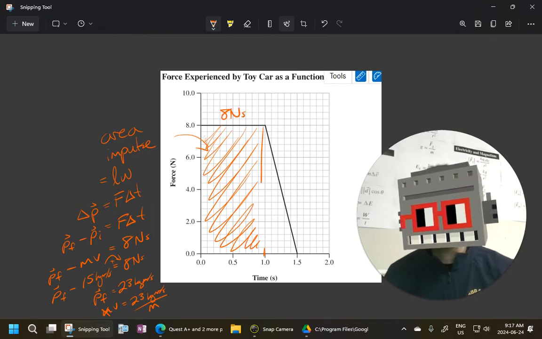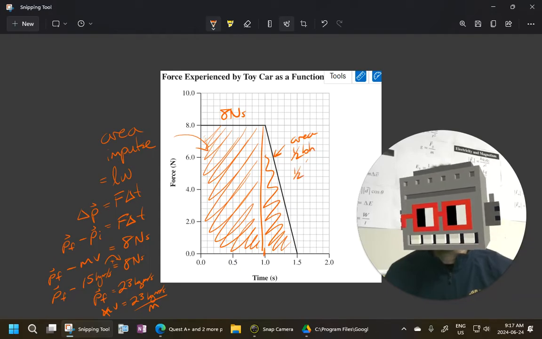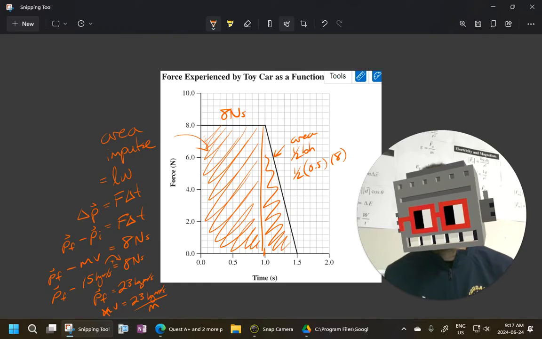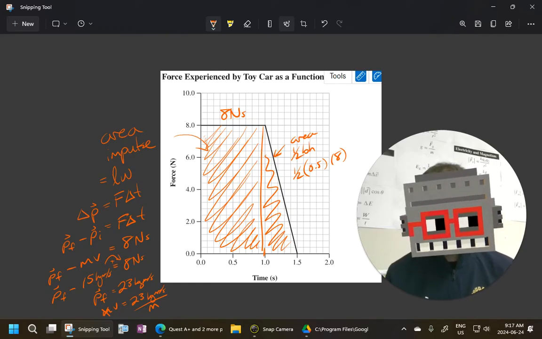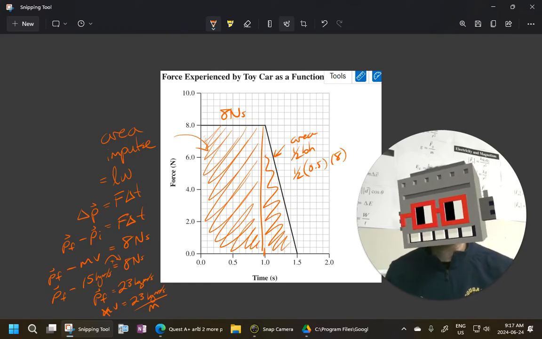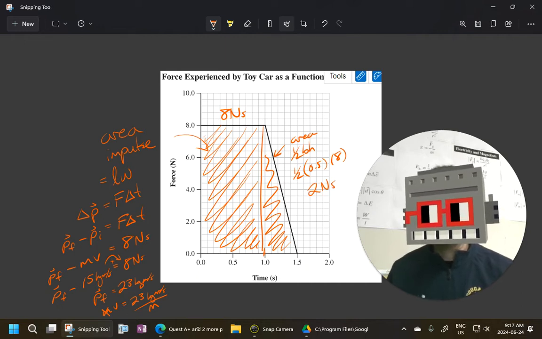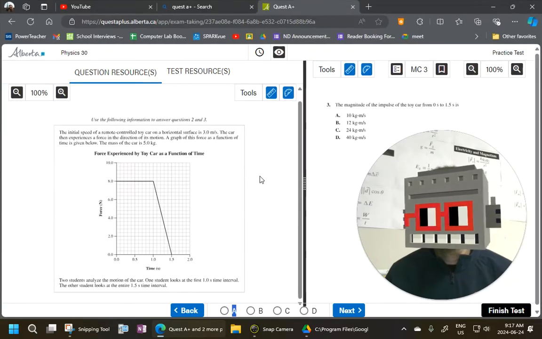I just need to determine what the second part is and add that on. So this area is going to be 1/2 base times height. It's a triangle. So 1/2, my base being 1/2 a second, my height being 8. So 1/2 of 1/2 of 8 is 2. Okay, so it was going to be A. Sorry about that. So that's going to be 2 newton seconds, added to the 8 newton seconds there. So the answer is going to be A again.